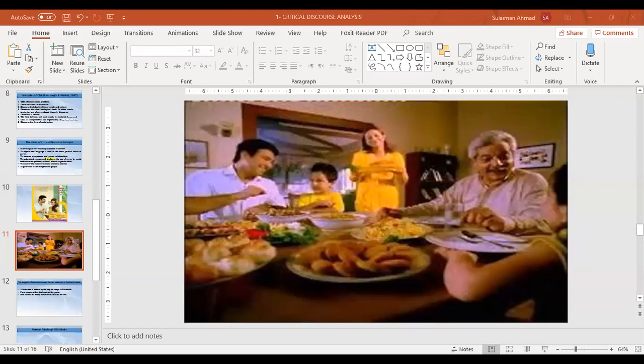Fine. So this is a three-dimensional model proposed by Norman Fairclough. Is it clear to you, or do you have any confusion? Any question or confusion? No, sir. Nothing at all. Yes, it's clear. Okay, fine.